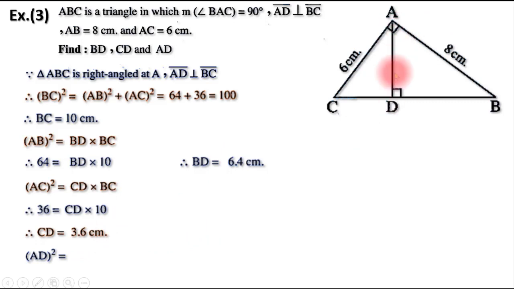Then the length of AD power 2 equals DB times DC. We found that the length of BD equals 6.4 and the length of DC equals 3.6. 6.4 times 3.6 equals 23.04. Then the length of AD will equal the square root of this number, which equals 4.8 centimeters.